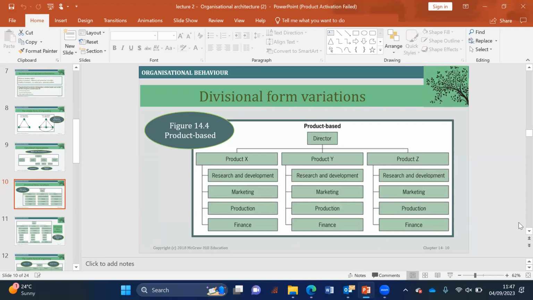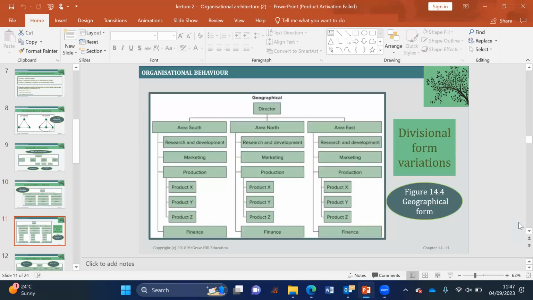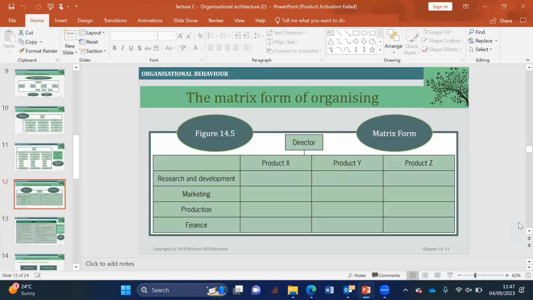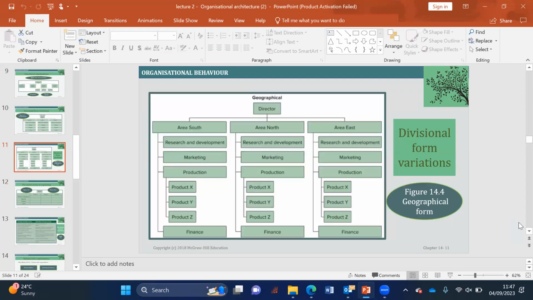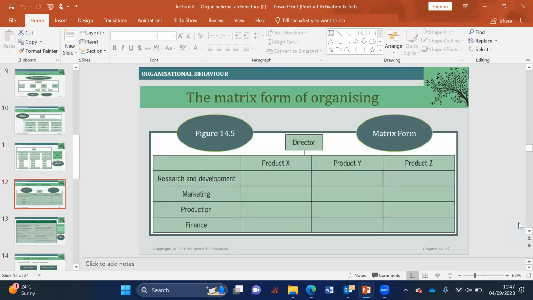It depends on the company and what it needs. But here, there's not just one functional department, each division has their own. Then we move to matrix form of organization here. In this matrix form of organization, there is division as well as function. So there is one main marketing department, and then there is marketing divisions for all the products that they have.